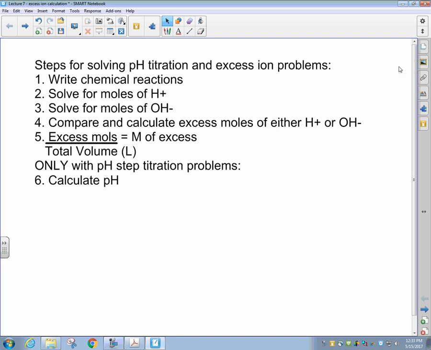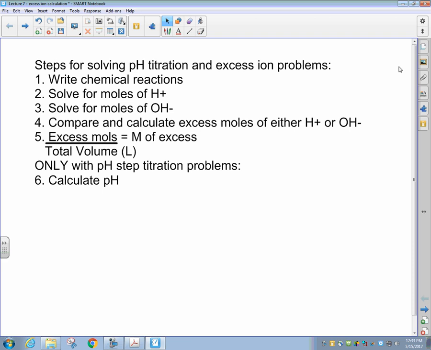What we're doing is mixing a certain amount of acid with a certain amount of base. Volumes and concentrations will differ with each problem. The odds of getting the equivalence point when we choose an arbitrary amount of acid and base to mix together is not very likely. Therefore, we're going to end up with either an excess of hydrogen ions or an excess of hydroxide ions in our solution. We have 5 steps for completing this problem.